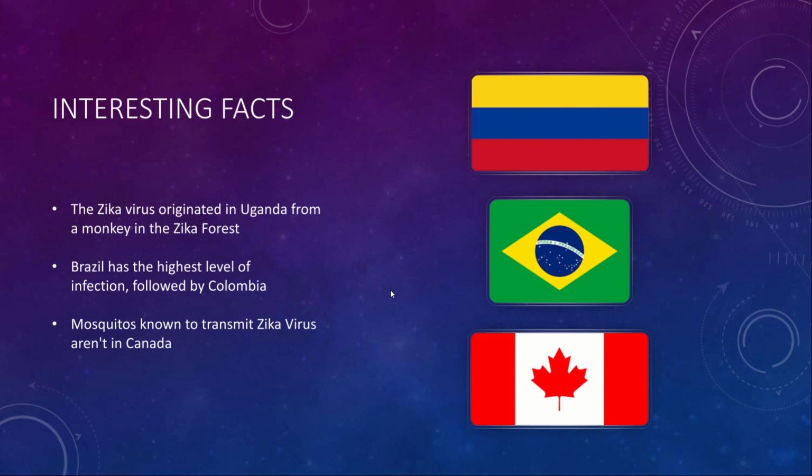Brazil has the highest level of infection, followed by Colombia, currently and in 2015 and 2016. Mosquitoes known to transmit the Zika virus are not in Canada, so you will see no signs of the Zika virus in Canada unless people that have the Zika virus move to Canada and spread it there. So there are no Aedes mosquitoes in Canada.